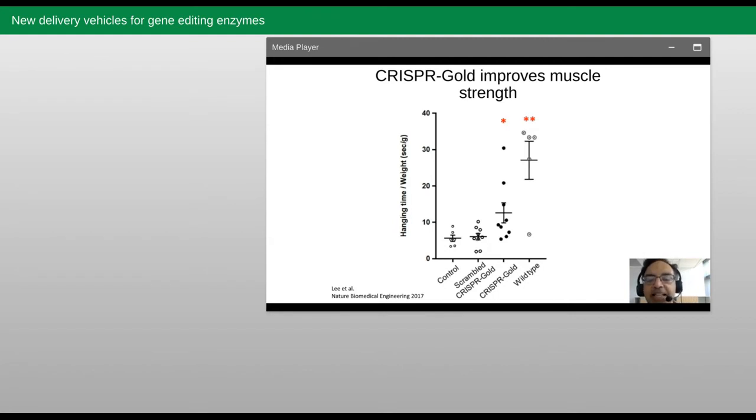And what we can see is that in the mice treated with CRISPR Gold versus scrambled CRISPR Gold, which refers to a Cas9 that has a guide RNA that doesn't target MDX, or control mice, there was a 2-fold increase in the hanging time. It's still significantly lower than the wild-type mice, but it is a trend in the right direction.